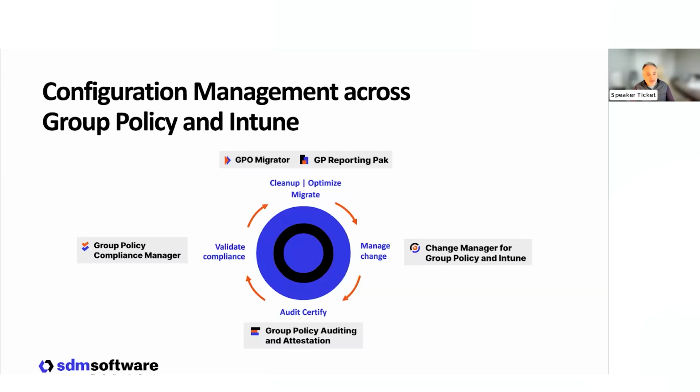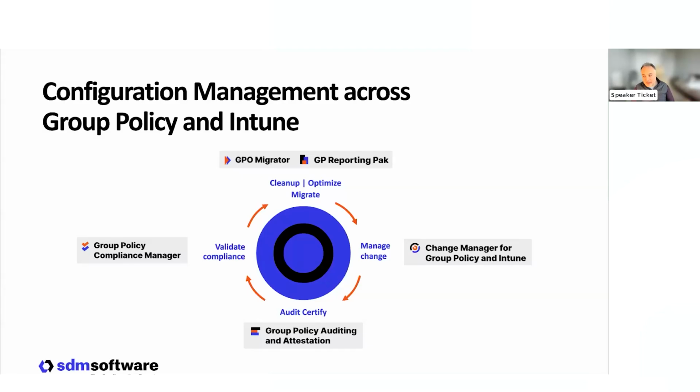With group policy auditing and attestation, if we have these third-party tools like Change Manager and GPO Migrator, it's great that they can audit, like Change Manager can audit itself and everything you do within it. But what about if someone comes through the back door, maybe signs in with a domain admin account, or maybe hacks? How do you get notified about who made that change? That's where the group policy auditing and attestation solution comes into play.